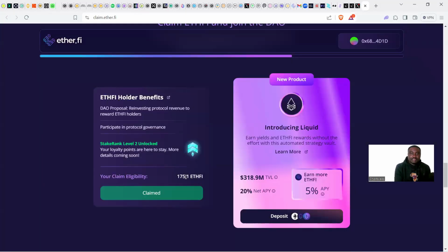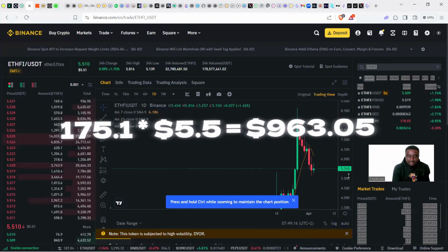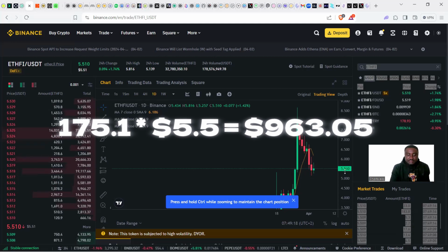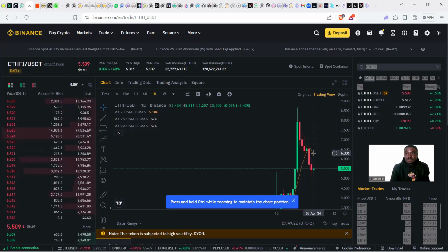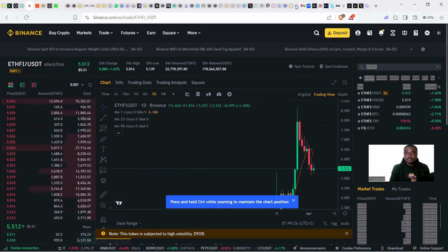So if you do your maths, 175 times 175.1 times the current price of $5.5, that is if you didn't sell earlier, that's about $963. Yes, free money, very free. All you needed to do was to stake some ETH on this platform.